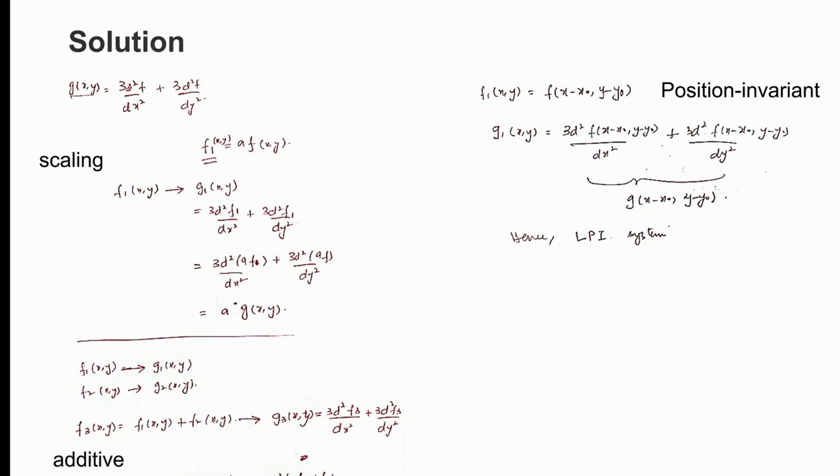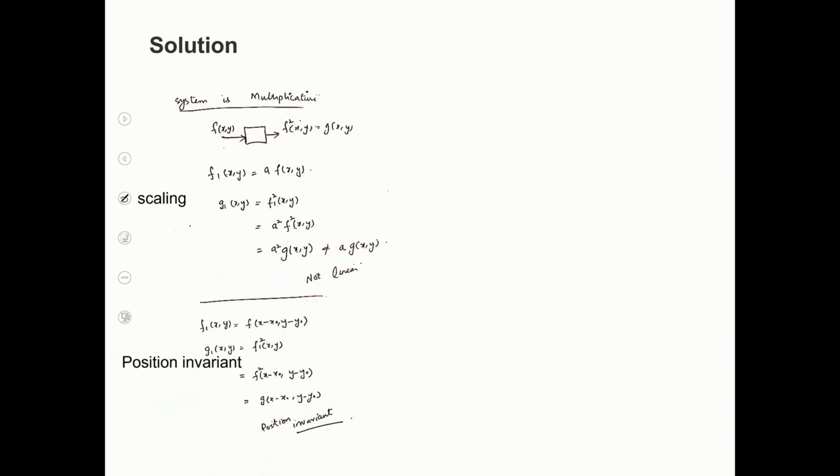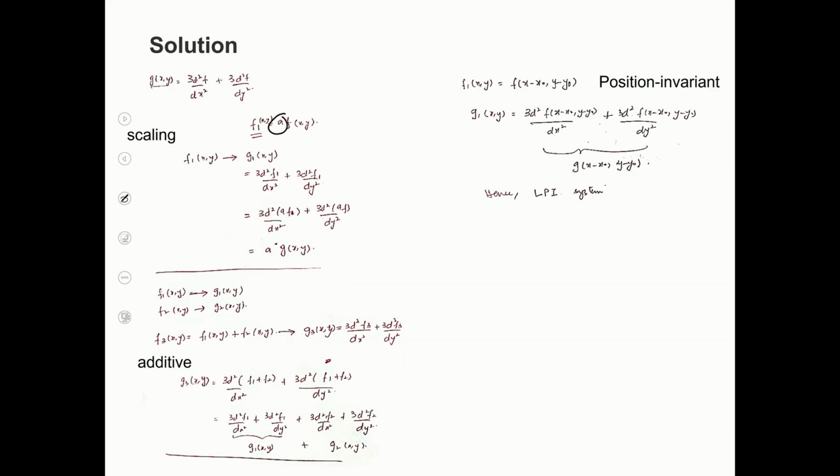Sometimes I just remove x and y to keep things compact. If I put this in, and a is just a constant, I can take it out. So I get a multiplied by this term, and this term is g(x,y). So it means that if the input is scaled, the output is scaled by the same amount. So the scaling property holds.